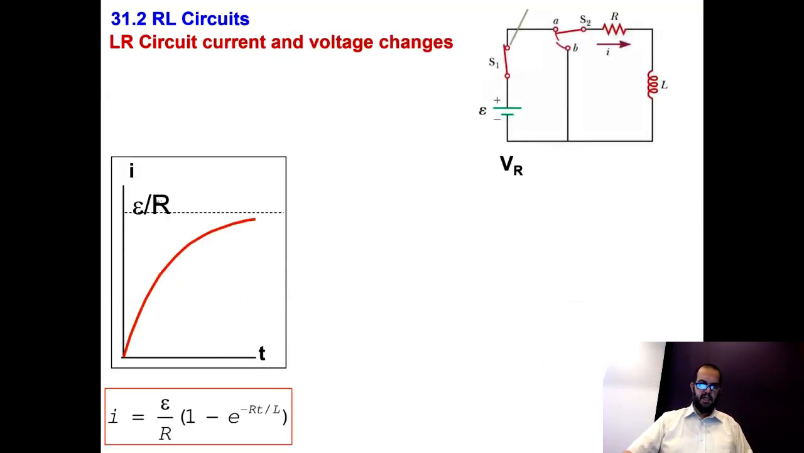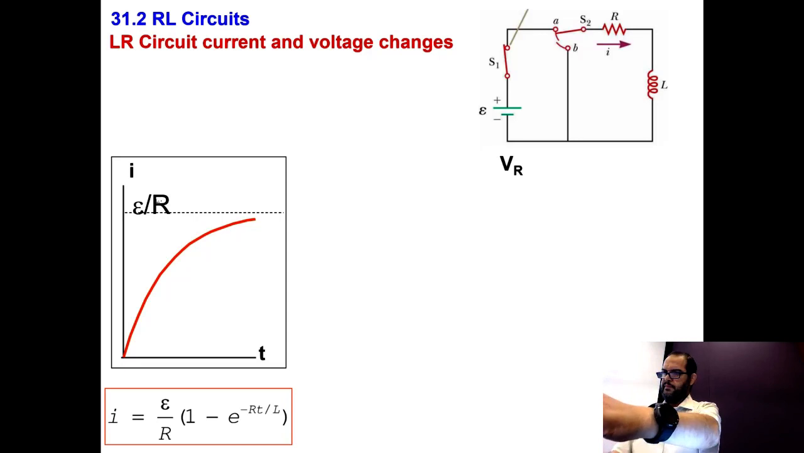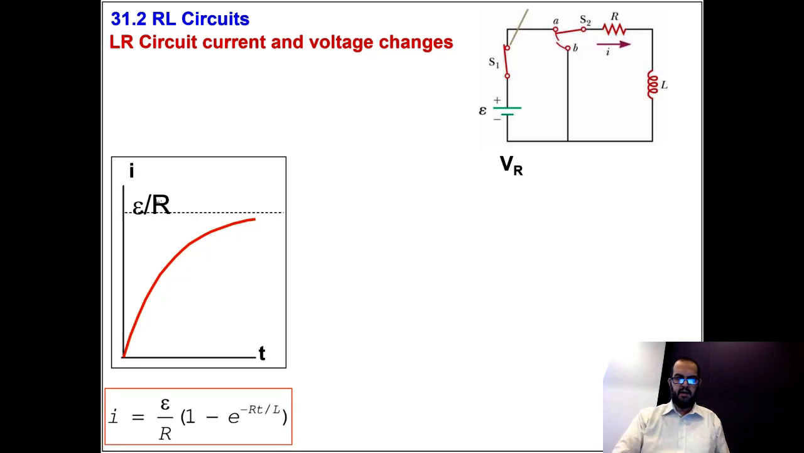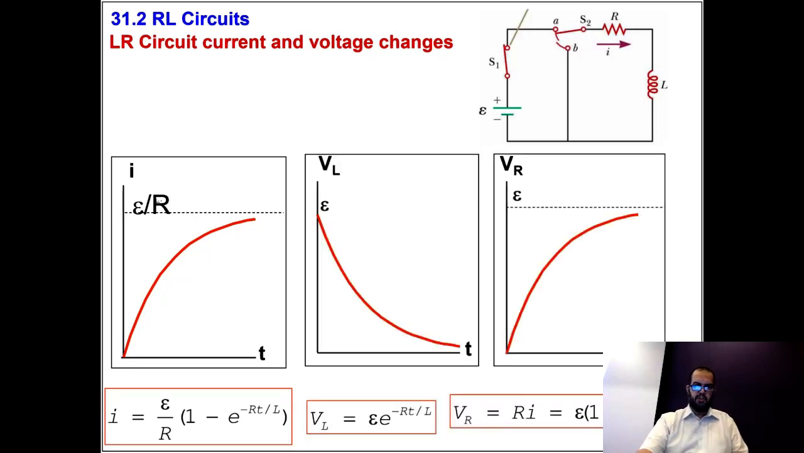So now we can summarize. The current rises exponentially, and its maximum value is E over R, and the voltage across the inductor decays exponentially, and it's equal to the EMF of the battery times exponential of minus t over tau, and the voltage across the resistor rises exponentially.